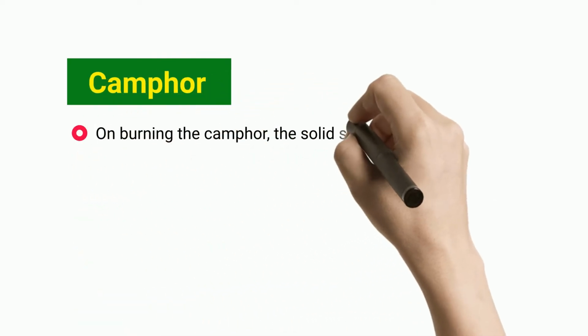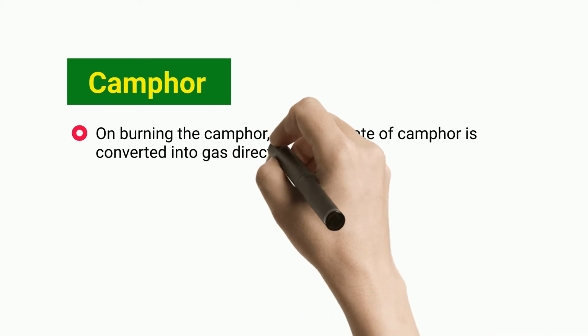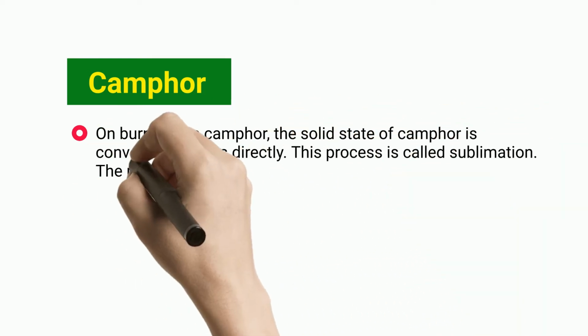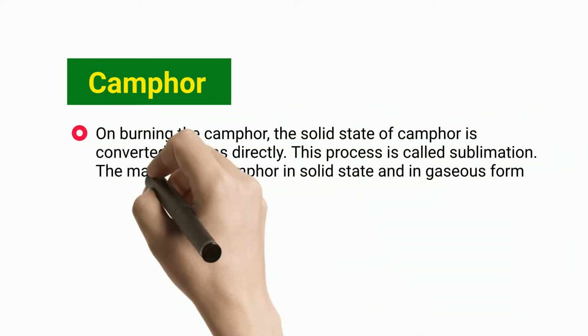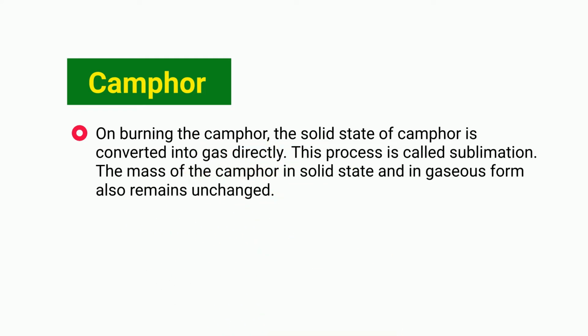Camphor. On burning the camphor, the solid state of camphor is converted into gas directly. This process is called sublimation. The mass of the camphor in solid state and in gaseous form also remains unchanged.